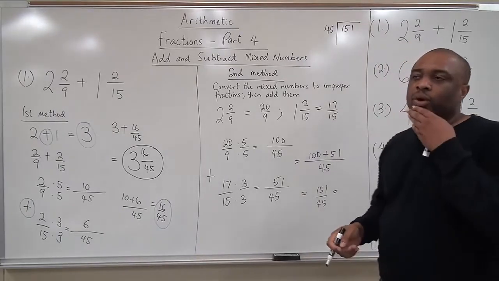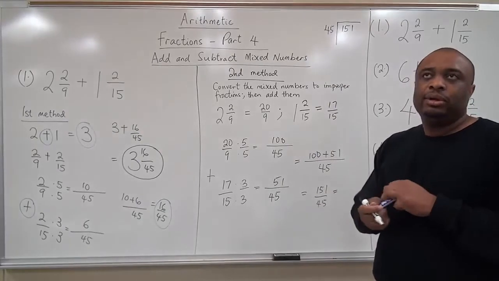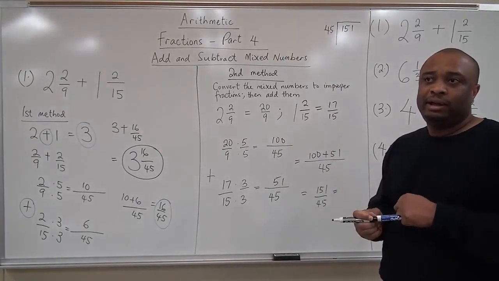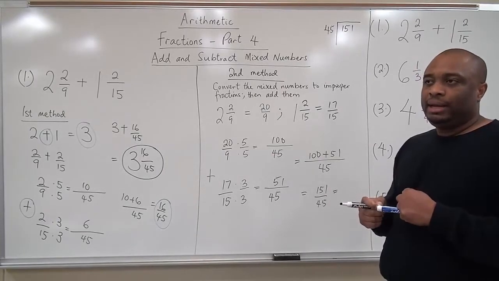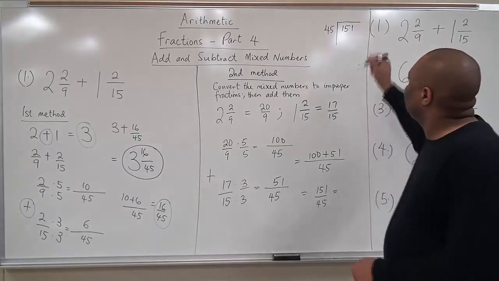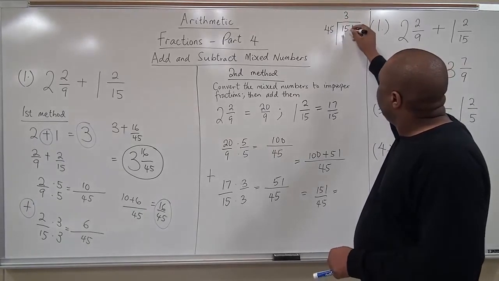If you divide 151 by 45: 45 times 1 is 45. Add 45 again, 90. That means 45 times 2. Add 45 again, 135. That means 45 times 3. Add 45 again, 180. That means 45 times 4. It's past it. So 3 times 45 will give us what?